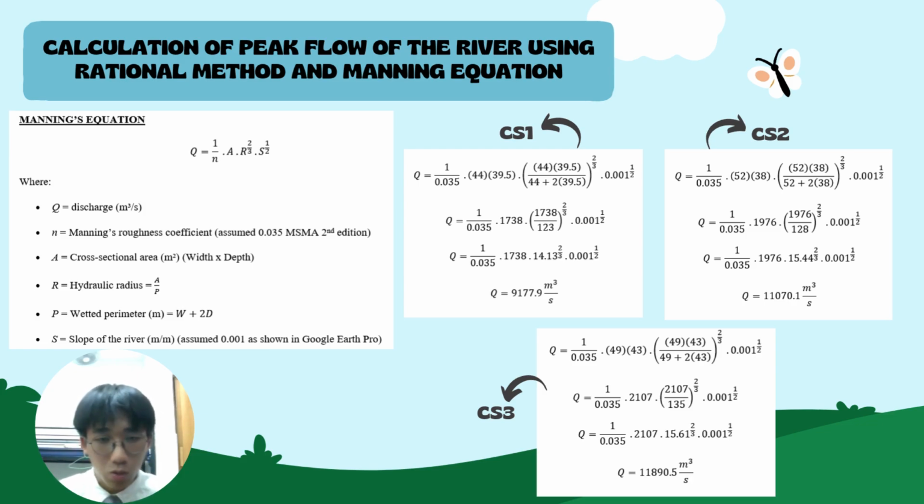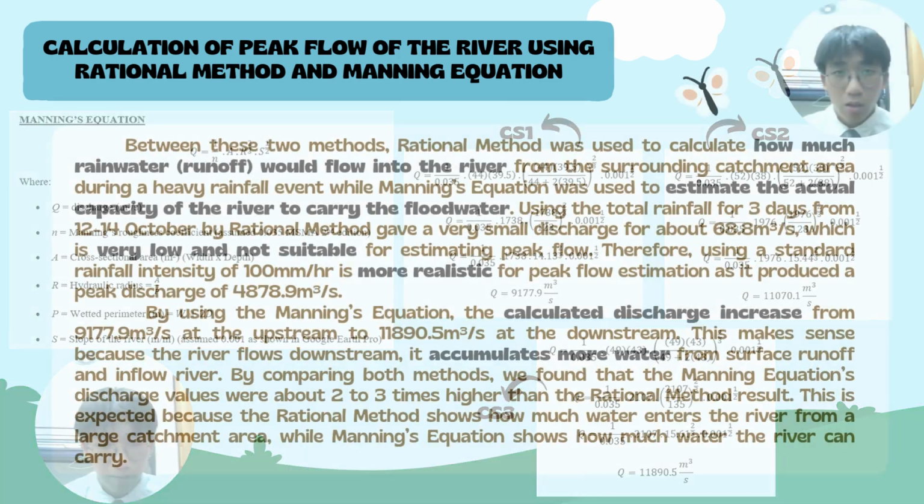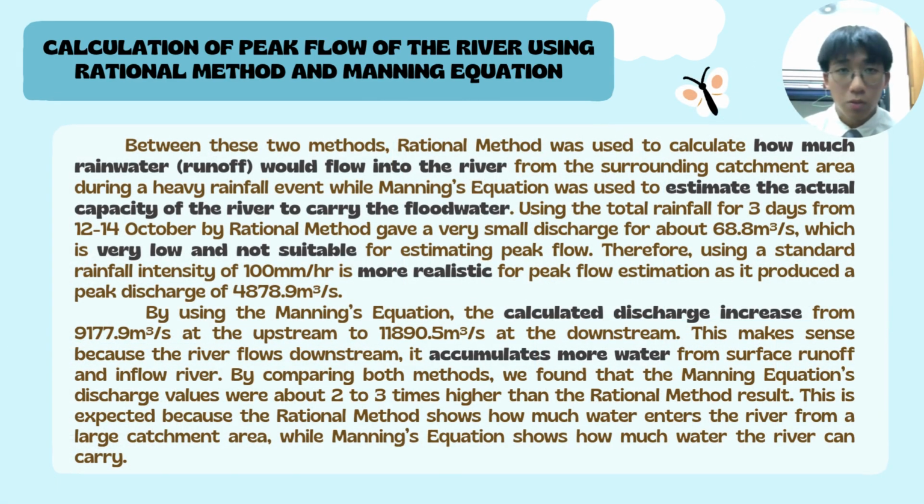So for the cross-section one, we just substitute the data into the equation, and we have got 9,177.9 m cube per s. And the cross-section 2, which is 11,070.1 m cube per s, and the last one is 11,890.5 m cube per s, and I will explain why later. Now we are going to explain two methods that we use to calculate the peak flow of our river.